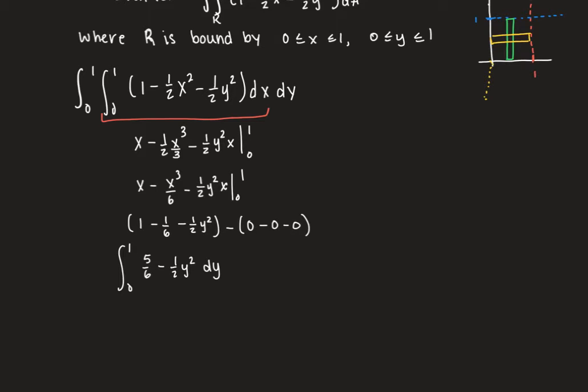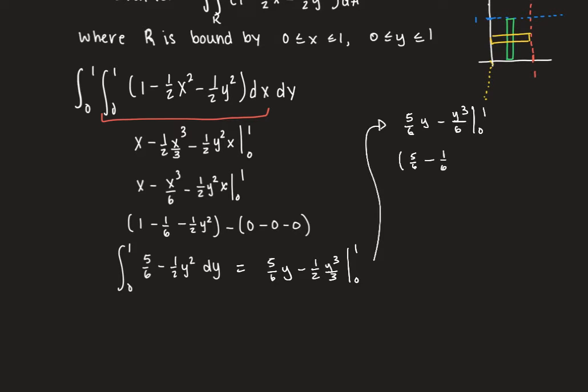Now I'm going to take that integral with respect to y. Now take the integral of this, so you have 5/6 y minus 1/2 y to the third over 3, evaluated from 0 to 1. I'm going to simplify this a little bit. So I have 5/6 y minus y to the third over 6 from 0 to 1. So I'm going to plug in 1. 5/6 times 1 is 5/6 minus 1/6. And then plug in 0, all that just becomes 0. So 5/6 minus 1/6 is 4/6, which simplifies to 2/3.